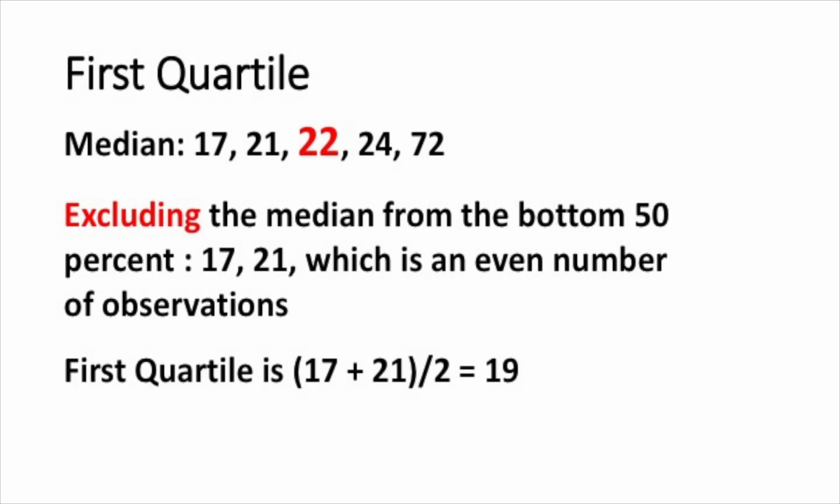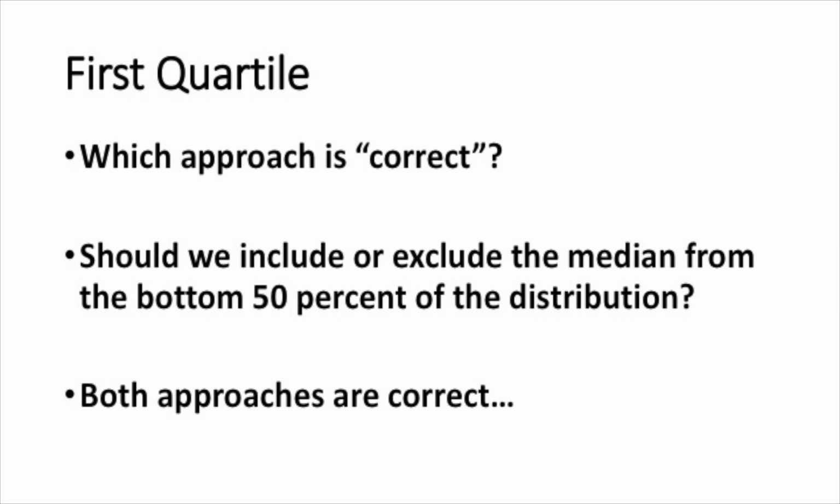Now suppose that we don't want to include the median in the bottom half of the distribution. If we exclude the median, the bottom half of the distribution is 17 and 21, which is an even number. So now we take the average value of these 2 numbers, which gives us 19. So that's 17 plus 21 is 38, divided by 2 is 19. And that's the 25th percentile, or the first quartile. You might be wondering which is the correct approach, and as it turns out, both are acceptable ways of calculating the first quartile. Let's look at the formulas in Excel.